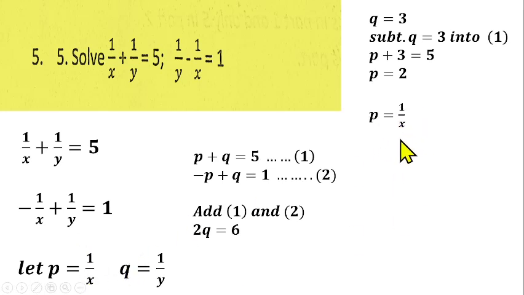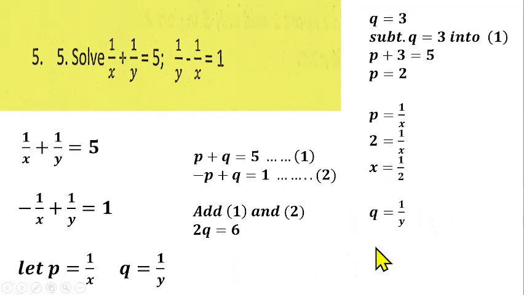So p is equal to 1 over x, and our p is 2, so you have 2 equals 1 over x. If you understand the law of indices very well, of course you can cross multiply here. You'll have 2x equals 1, then divide both sides by 2, x equals 1 over 2. But you can just invert this. If you invert both sides, that will give us x over 1, and 1 over 2. So that means x will be 1 over 2.